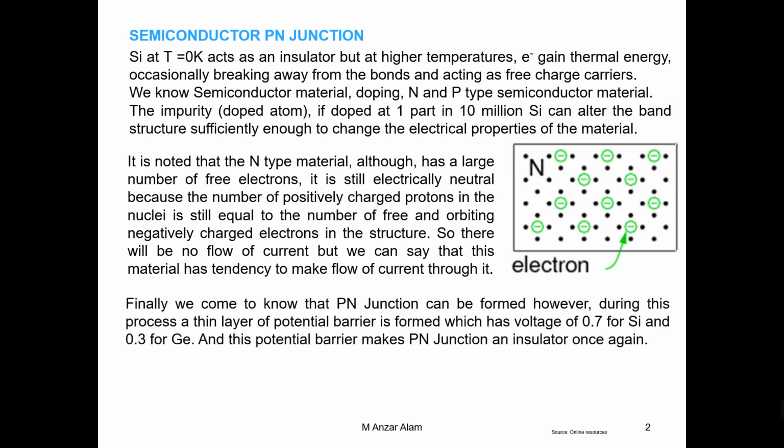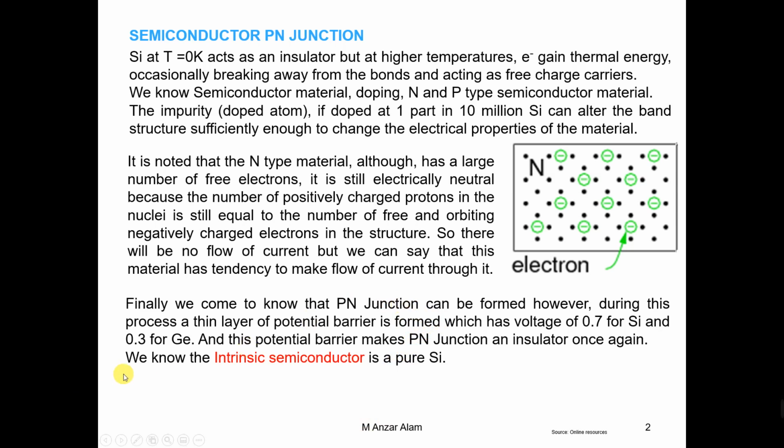Finally, we come to know that a PN junction can be formed. However, during this process, a thin layer of potential barrier is formed, which has a voltage of 0.7 for silicon and 0.3 for germanium. And this potential barrier makes the PN junction an insulator once again. We did this before. I think this slide is just the review of the previous topic.